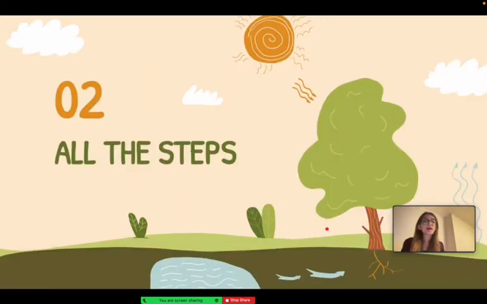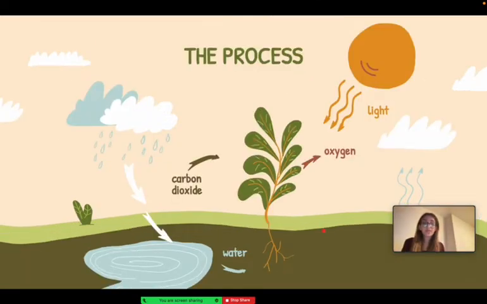So let's talk about all of the steps. Now, here is a diagram of how photosynthesis takes place to our eyes, I would say, because we'll get into the details of how it takes place in the chloroplast later.